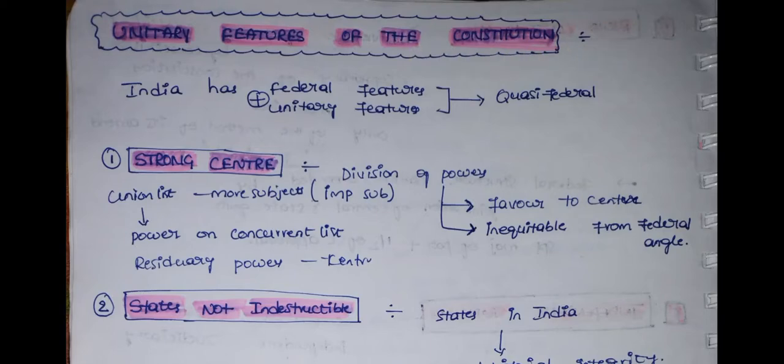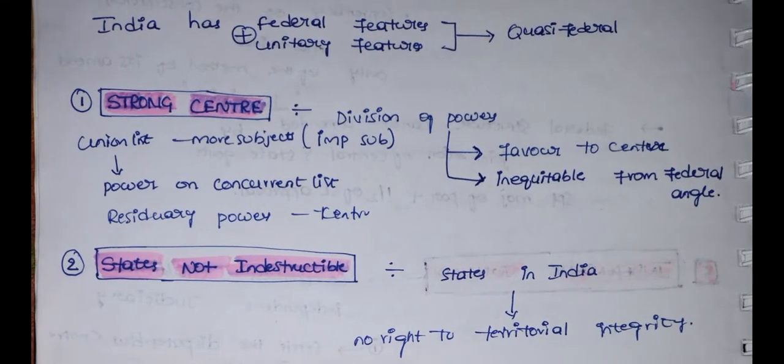In Indian polity, we are going to discuss the unitary features of the Indian Constitution. India has both federal features and unitary features also. That's why this is known as quasi-federalism. So coming to the features: strong center.